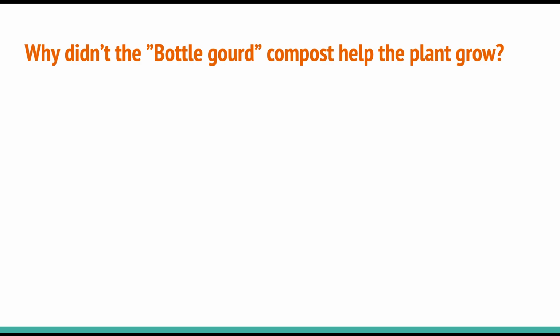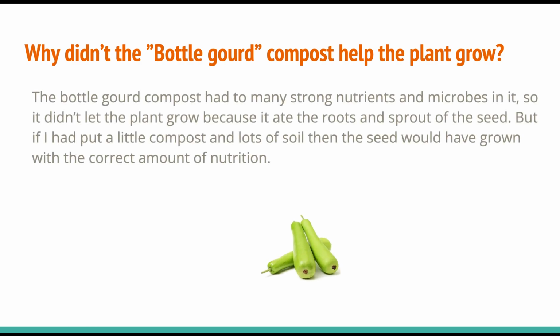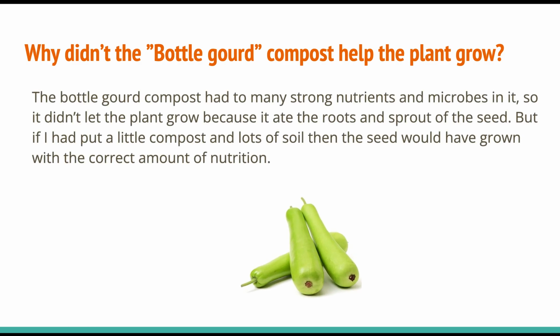Like I said before, I had to research on why the bottle gourd compost didn't grow. And the bottle gourd compost didn't help the plant grow since it had too many strong nutrients and microbes in it. So it ate the roots and sprout of the seed. But if I had just put a little compost and lots of soil, the seed would have grown with the correct amount of nutrition.